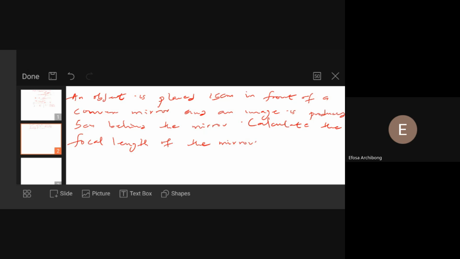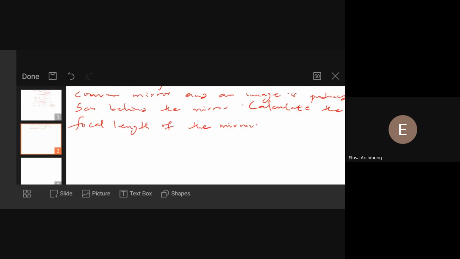So this is the question. They gave us the object distance in front of the convex mirror, and they also gave us the image distance, and they want us to find the focal length. So it's a very simple one. All we need to do is apply the sign convention, and that's all. All right, so let's quickly work out the problem solution.